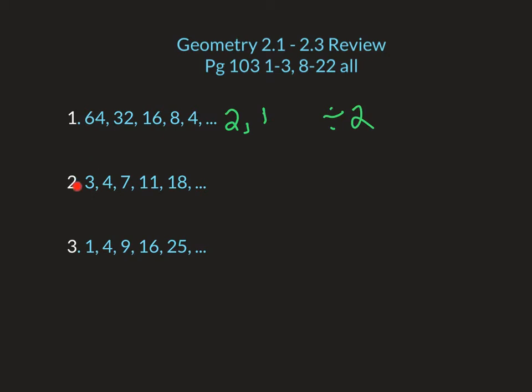All right, for the second one, right, we have 3, 4, 7, 11, 18. So the first thing that jumped out to me was that 3 plus 4 is 7. So then 7 plus 4 is 11. 7 plus 11 is 18. So you're going to add the two previous terms. So 11 plus 18 gives us 29. And then 29 and 18 give us 47. So you're going to add the previous two numbers.